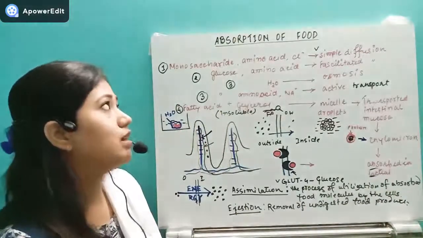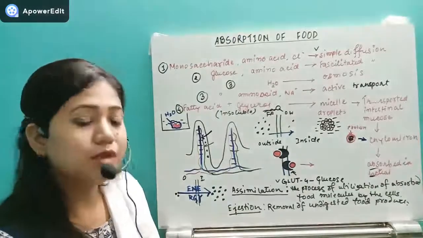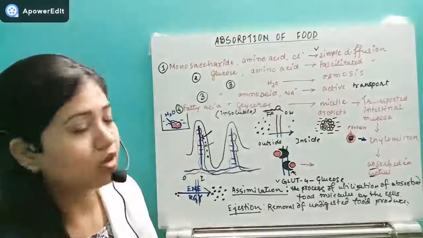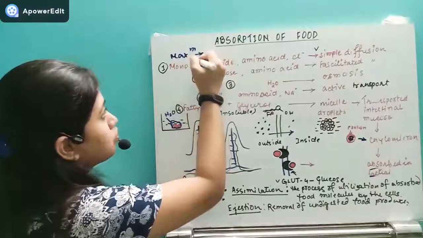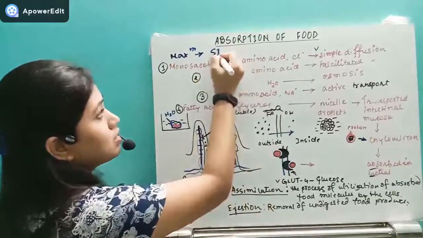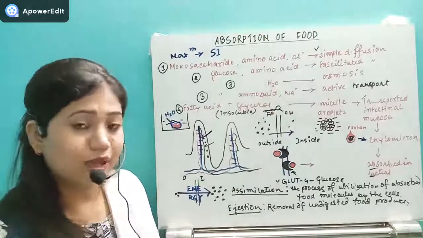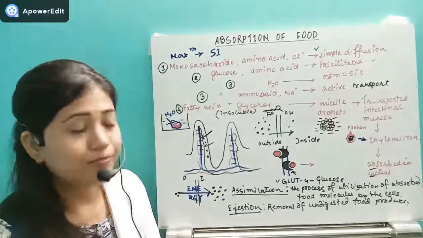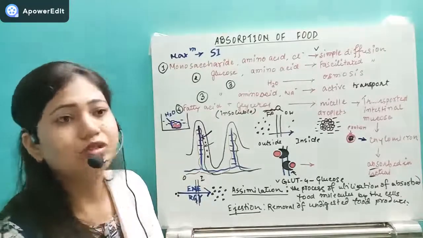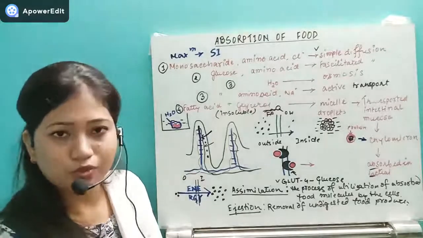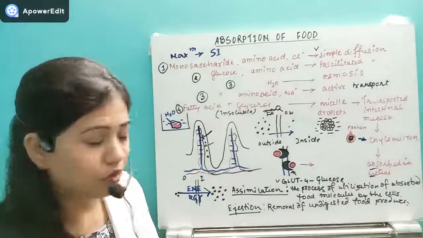Now just see, where does the absorption take place? Maximum absorption takes place in the small intestine. Remember, maximal absorption of the food will occur in the small intestine. Next, the large intestine will absorb maximum water and the electrolytes, etc. The stomach will absorb a little amount of alcohol, and right from the mouth, if we are already taking it, then the absorption process will start. Maximal absorption will occur in the small intestine.